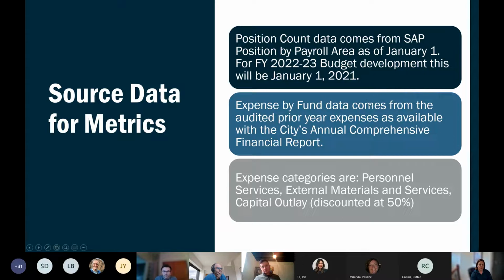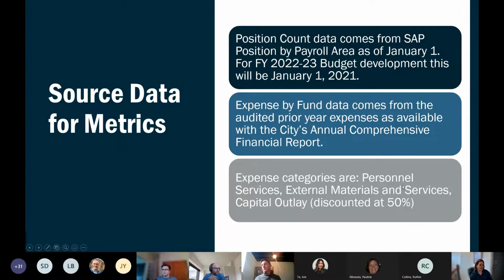And the reason for that is I would not have filled positions for January 2022 if I was developing the overhead model in December of 2021. I would need to use the most recent January. The expense by fund data comes from the audited prior year expenses as available with the city's annual comprehensive financial report. The expense categories are further broken down to personal services, external materials and services, and capital outlay, which is discounted at 50%.